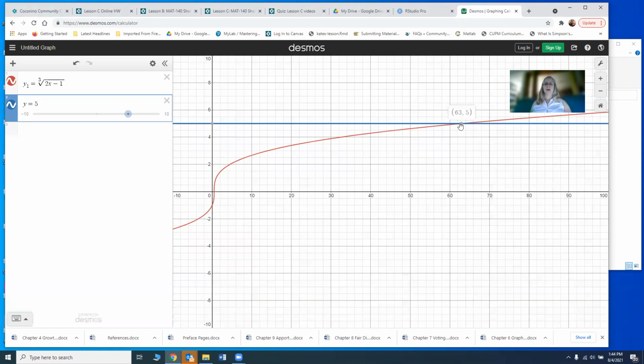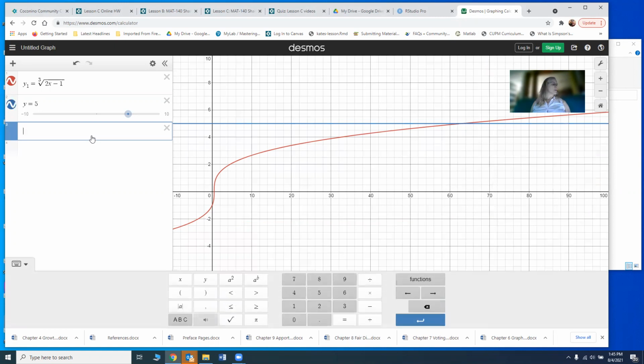So here I can find my intersections right there. And now I know what the solution is. That means when y is 5, the x value is 63. So the solution to this is x equals 63. If I want to solve another one, let's try another equation.